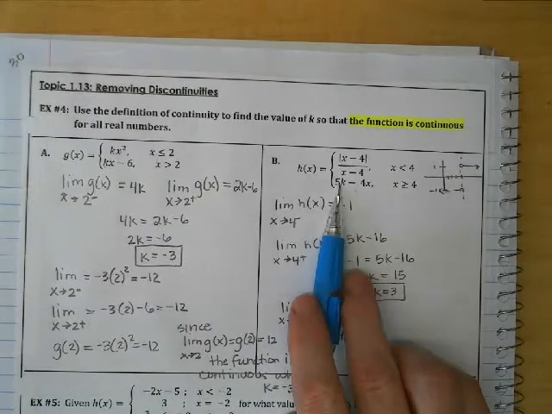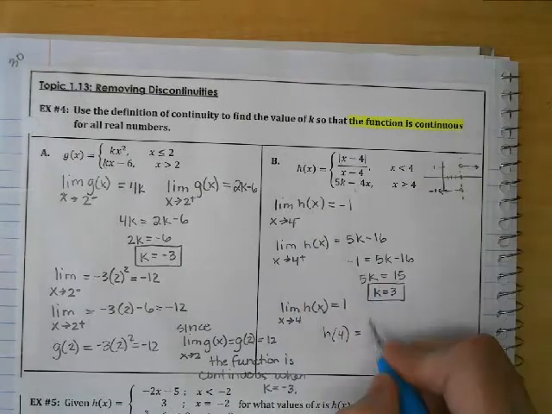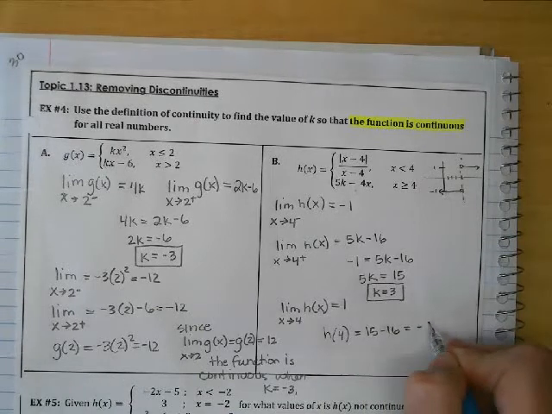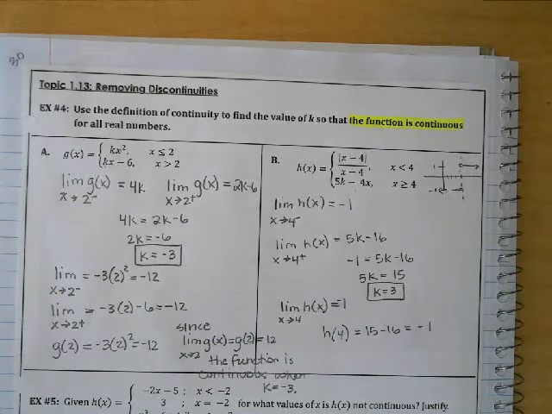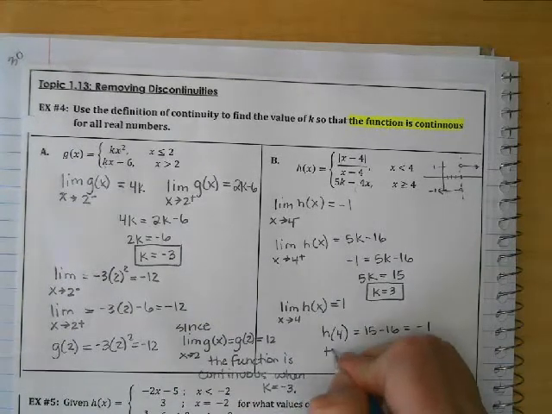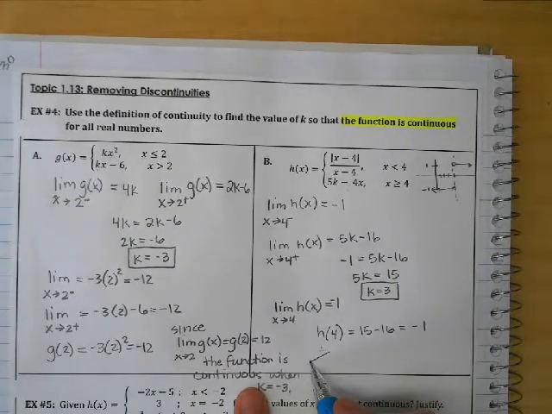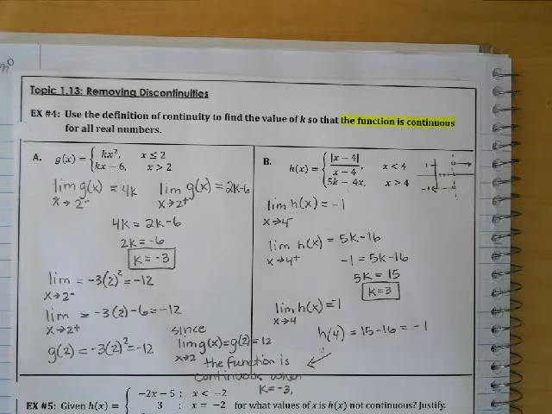So if k is 3, this is 15 minus 16, which equals -1. Whoops, this was -1, I'm sorry. Okay, so thus the function is continuous. I'm not even going to write that all down, because you would make a conclusion and all that good stuff.